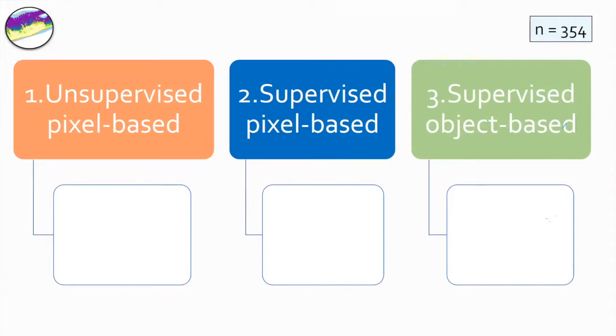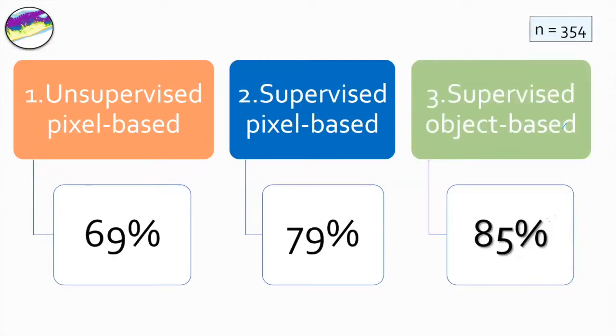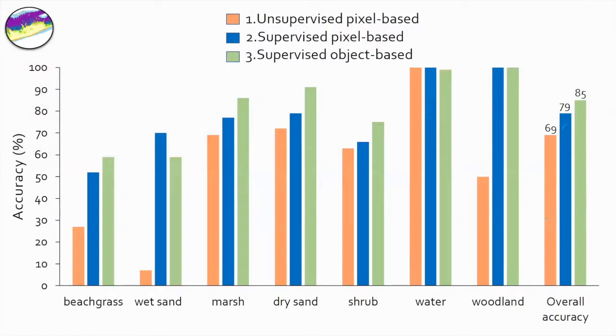So we compared these 3 methods, and we found that the highest accuracy was using this third method, the supervised object-based. And not only did it have highest overall accuracy, but it also had high accuracy in the habitat types that we were interested in.